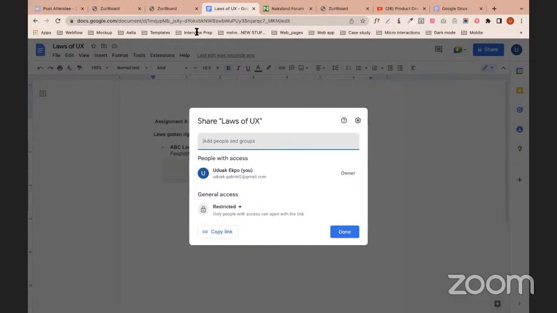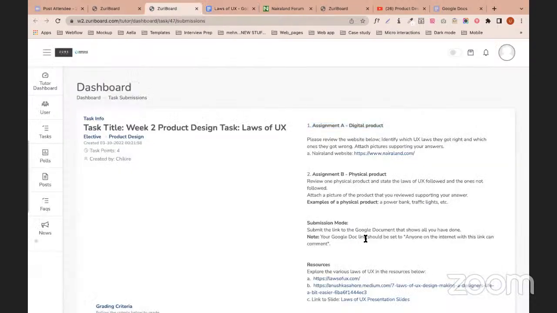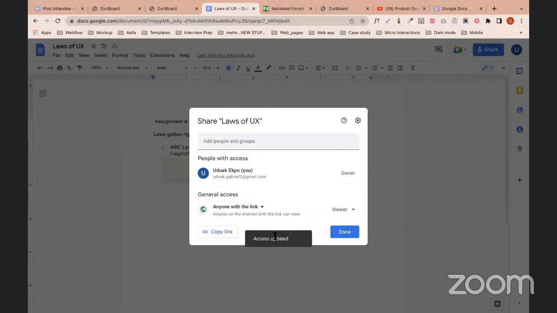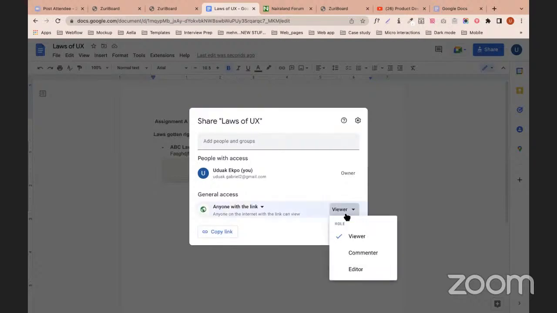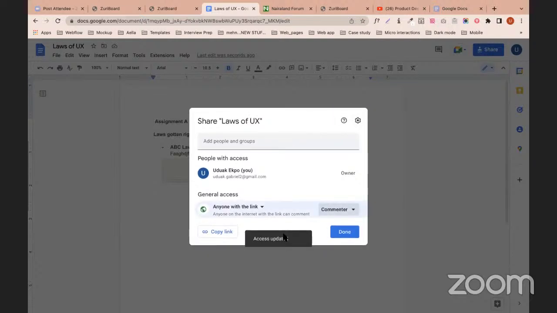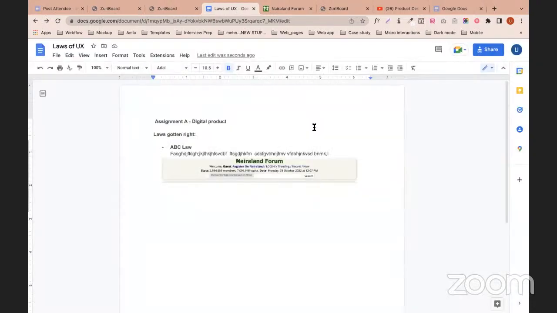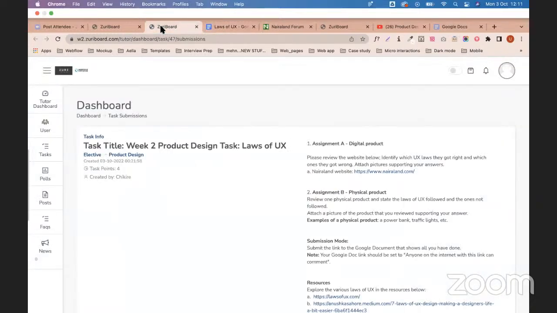So from what the tag said, your Google link should be set to anyone on the internet with this link can comment. So you have to bring it. Anyone with the link, updating. Can you see that access updated, meaning that the URL will change to comment. Can you see that it's loaded again, updated? Which means that if you had submitted that first link, the private link, and you now come here to change it again, I'm sorry to say that your grade might just be 0.5. How many points is this? Let me go back and check.